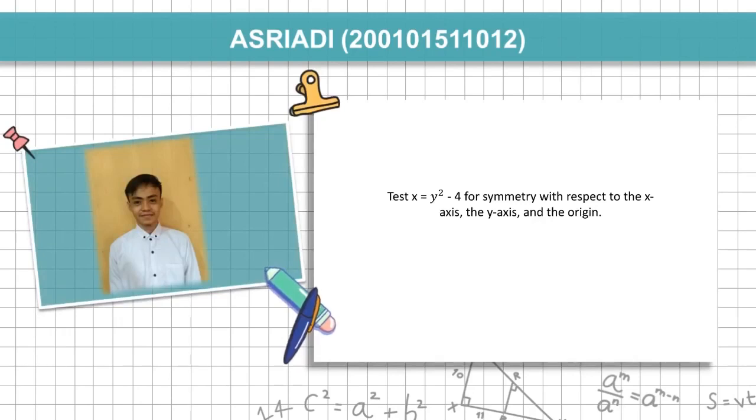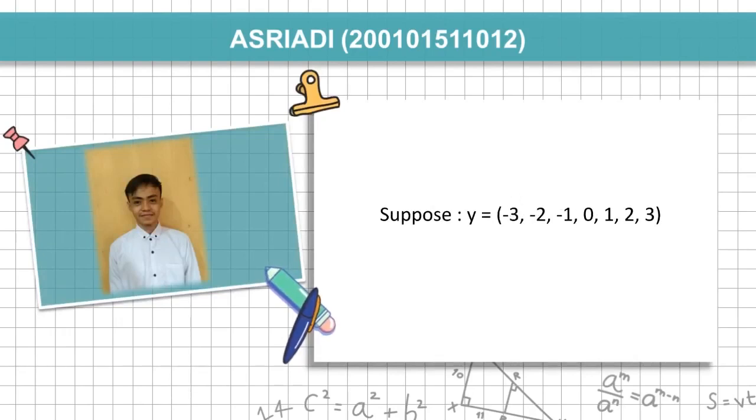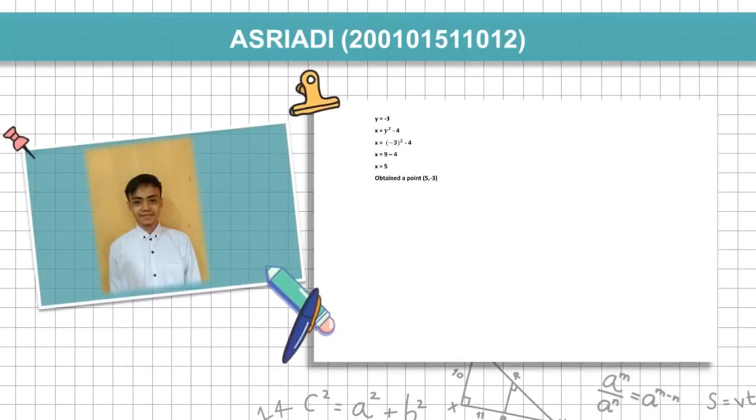To find the value of x using the manual method, let's say y equals minus 3, minus 2, minus 1, 0, 1, 2, and 3. For y equals minus 3, we substitute the value of y into the equation x equals y squared minus 4. x equals minus 3 squared minus 4. x equals 9 minus 4. And x equals 5. Then we get the point 5, minus 3.